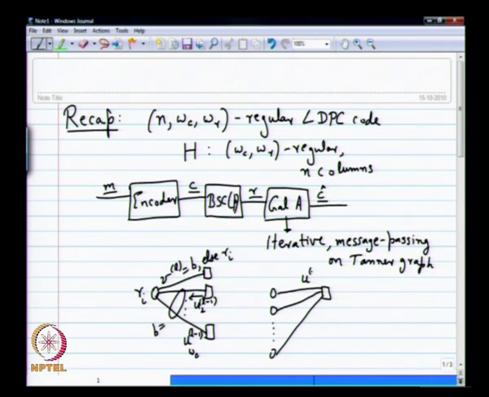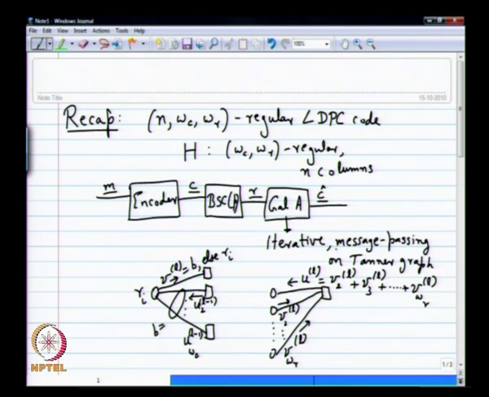What's sent back here, U^l, is simply V_2^l plus V_3^l plus, and so on till V_wr^l. These are the incoming messages in the l-th iteration. So these are the two steps.